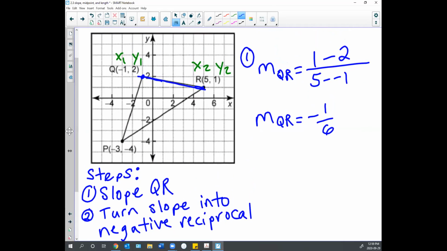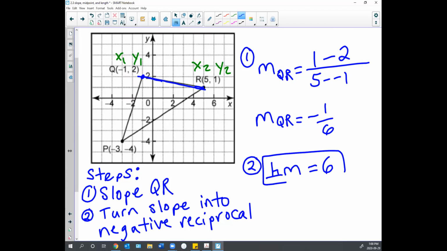Okay, if QR has a slope of negative 1/6, what is the perpendicular slope to that? Positive 6/1. Thank you, Logan. Switch the sign, so negative becomes positive, flip the fraction, 6/1. Guys, this is the symbol for perpendicular. It looks like an upside down T with a little box in the corner. So the perpendicular slope is positive 6/1, which I can just write as positive 6. I don't need to have over 1.